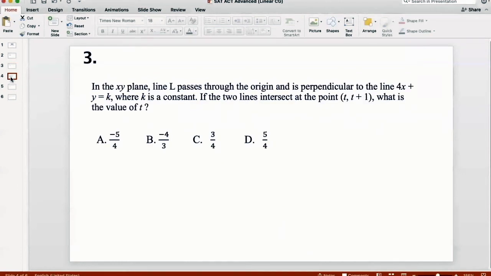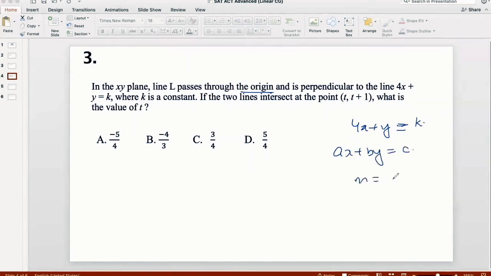Okay. Question 3. In the xy plane, line L passes through the origin and is perpendicular to the line 4x plus y is k, where k is a constant. If the two lines intersect at the point t, t plus 1, what is the value of t? Right. So we have line L that passes through the origin and is perpendicular to the line 4x plus y equal to k. So when the line is written in the form ax plus by equal to c, its slope is given by minus a by b. So the slope of this line would be negative 4.